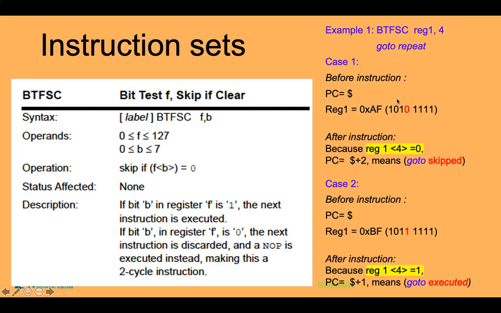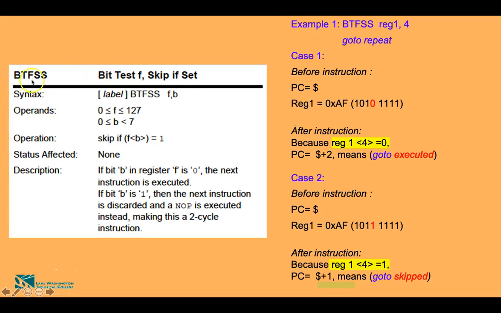So this was your bit test F, skip if clear. We have used this particular instruction in one of our programs, so you'll get to know how we are implementing it. Now next we have BTFSS, and this instruction is similar to the one we saw in the last slide, and it says bit test F, skip if set.